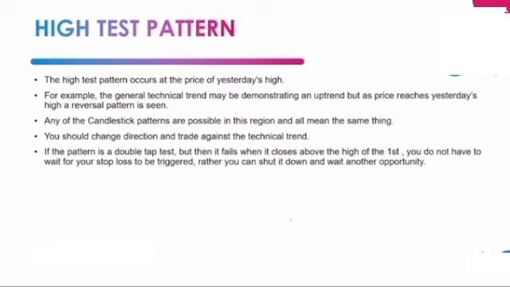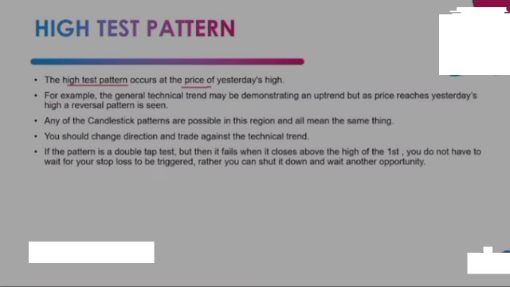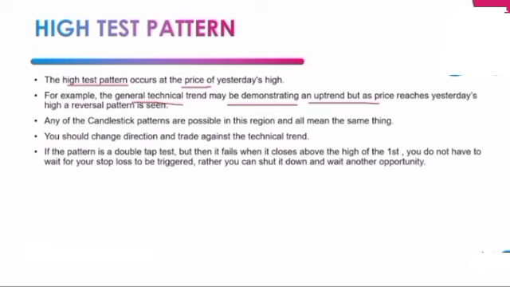Then we have another one that we call the high test pattern. The high test pattern occurs at the price of yesterday's high. Each and every day sets its high and its low. So for example, the general technical trend may be demonstrating an uptrend, but as price reaches yesterday's high, a reversal pattern may be seen. Any of the candlestick patterns are possible in this region and all mean the same thing. You should change direction and trade against the technical trend if you see this.